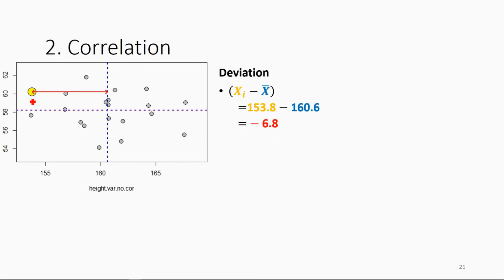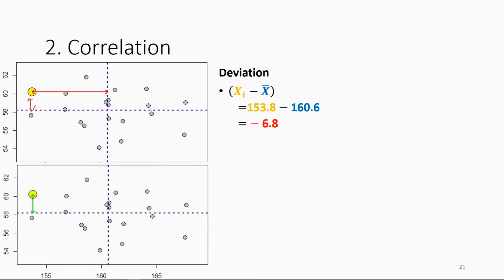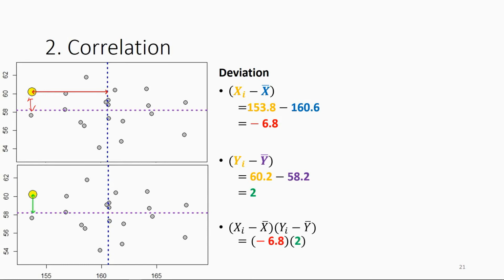So how about this one? You need to calculate the Y, right? This one you can already see that if you follow this principle, this Y value is above the mean Y, so you expect that you get a positive deviation. Okay? So what you need to do next is to multiply them. Then you get the cross product. If you have one negative value multiplied by one positive value, you get a negative value. So this is how you can calculate the deviation.